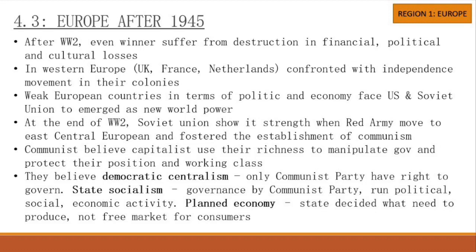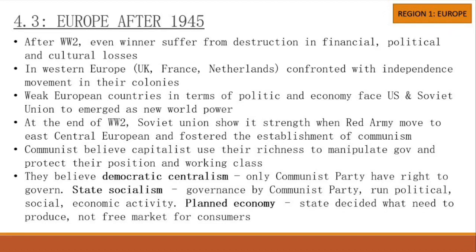While it differs from the weak European countries in terms of politics and economy, the US and the Soviet Union emerged together as new world powers. At the end of World War II, the Soviet Union showed its strength when the Red Army moved into East Central Europe and fostered the establishment of communism. For your information, the Red Army was the army of the Russian Soviet.